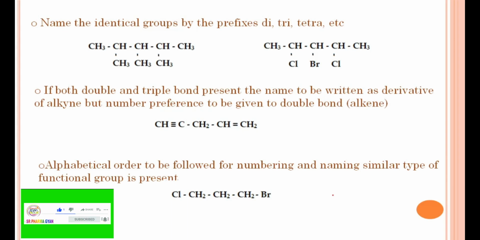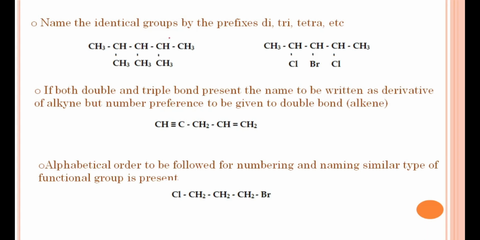If similar types of substitutions are present, then we have to use the prefixes di, tri and tetra. Let's take this example 3, 4, 5. So this is pentane, ANE is an alkane. In which position are substitutions there? 2 position methyl group is there, 3 position methyl group is there, 4 position methyl group is there. How many methyl groups total? Trimethyl. So what will be the name? 2, 3, 4 trimethyl pentane. 3 methyl groups are present. In which positions? 2, 3 and 4. Like that we have to put the numbering and naming.